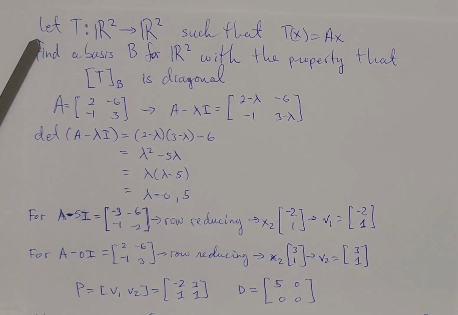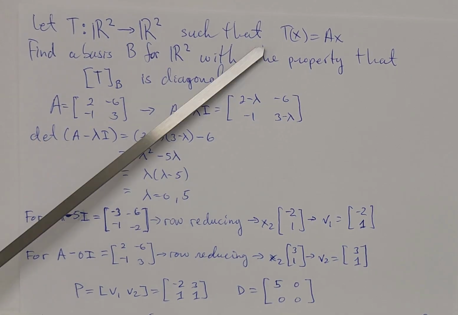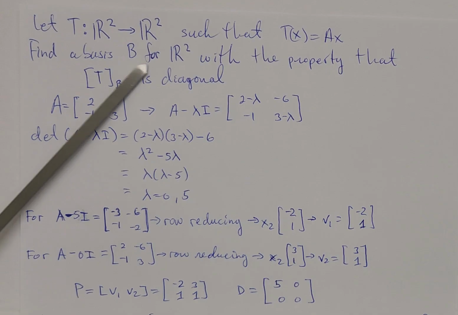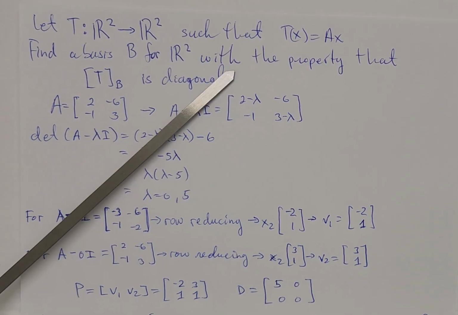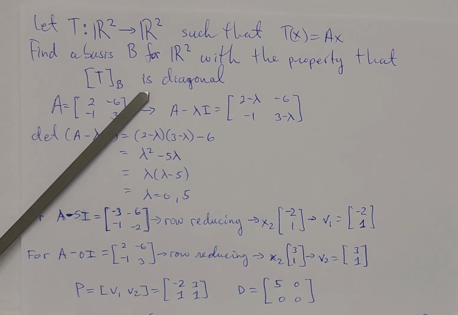This lesson: let T be a map from R2 to R2 such that T of x is equal to Ax. Find the basis B for R2 with the property that T subscript B is diagonal.